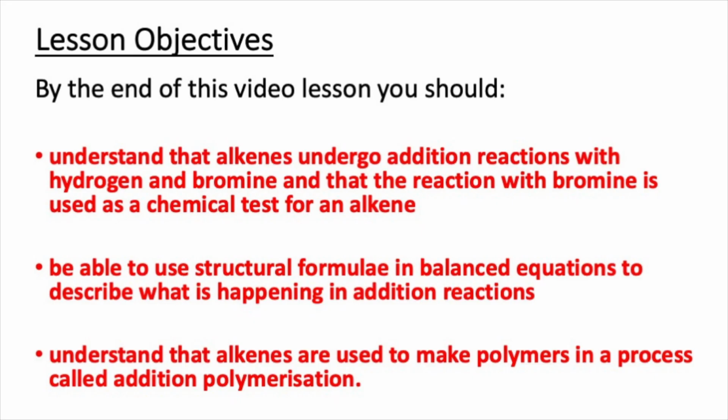So that completes our video lesson. So after watching this video, you should now understand that alkenes undergo addition reactions with hydrogen and bromine, and that the reaction with bromine is used as a chemical test for an alkene. You should also be able to use structural formula in balanced equations to describe what is happening in addition reactions. And you should understand that alkenes are used to make polymers in a process called addition polymerization.